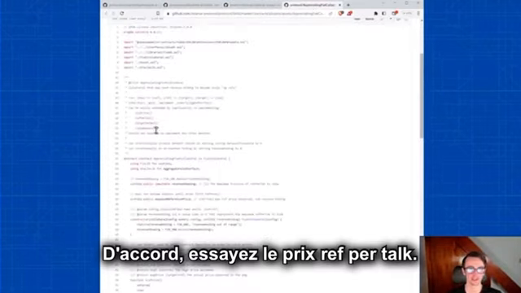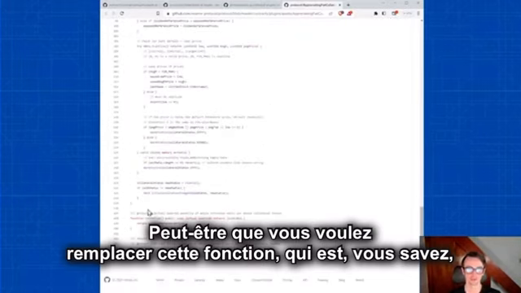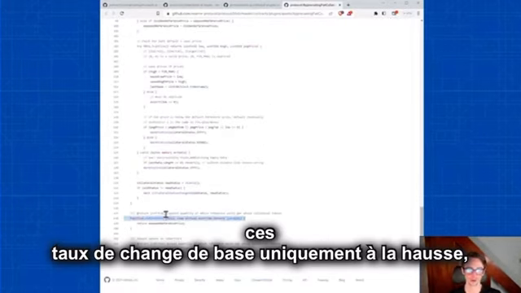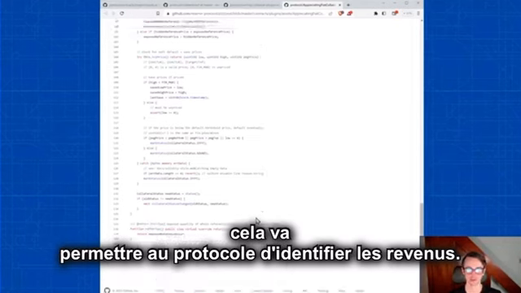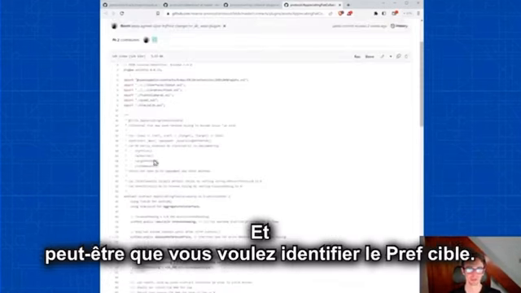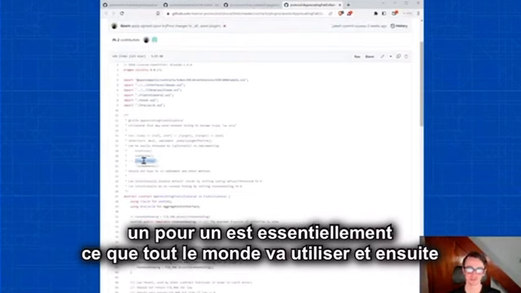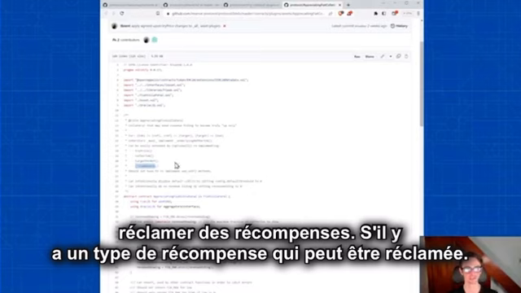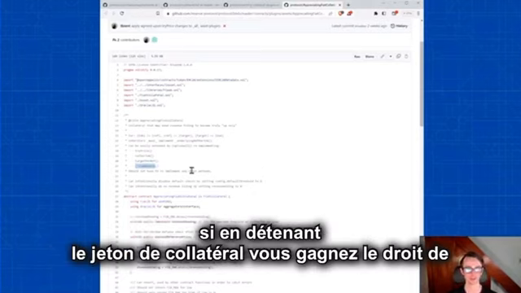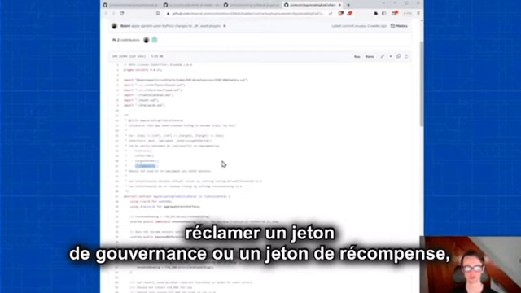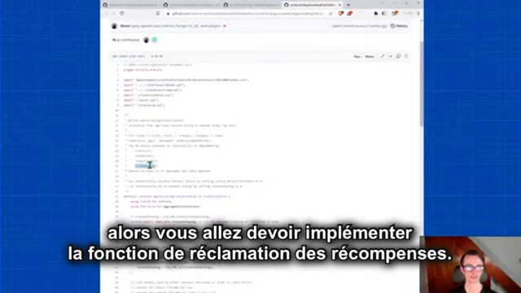Okay, try price, ref per tok. Maybe you want to override this function, which is that core up-only exchange rate that's going to allow the protocol to identify revenue. And maybe you want to identify target per ref. Probably not, though. Like I said, 1-to-1 is basically what everything's going to use. And then claim rewards. If there's some type of reward that can be claimed, basically, if by holding the collateral token, you earn the right to claim some governance token or reward token, then you're going to have to implement the claim rewards function.